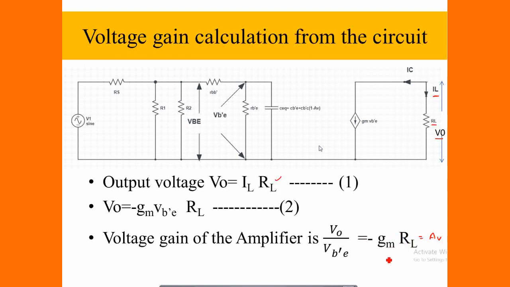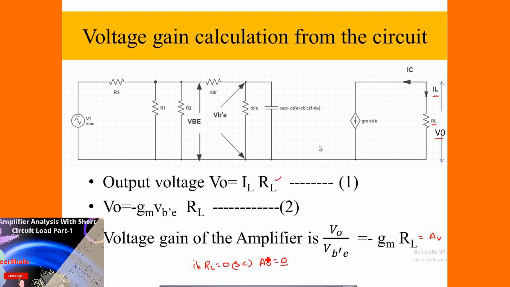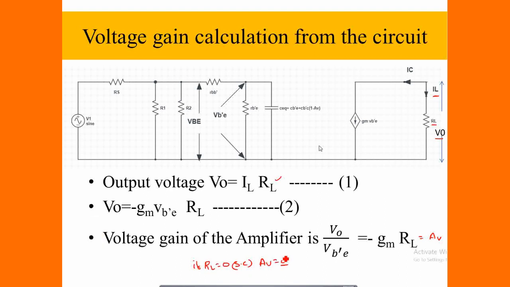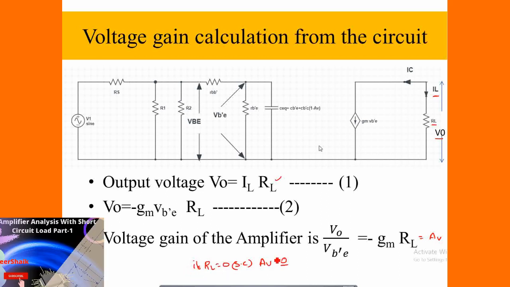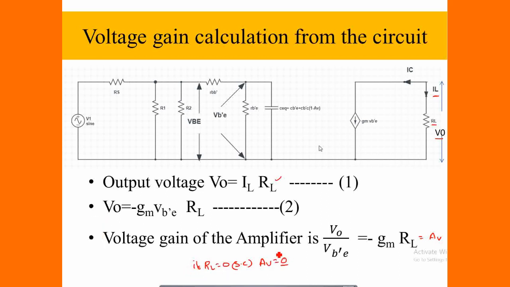If RL equals 0, if the load resistance becomes 0, nothing but short circuited, then the AV is going to be 0. Similar to your previous discussion, please go through the video lecture on common emitter with the short circuit load. The same we have discussed over there, and the link is provided in the description box.